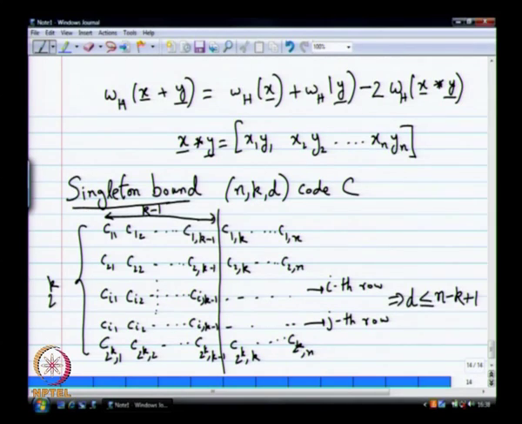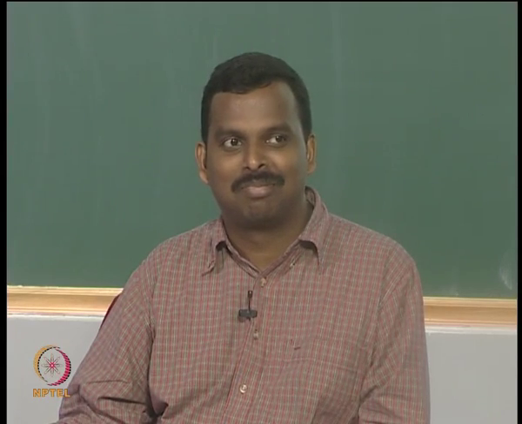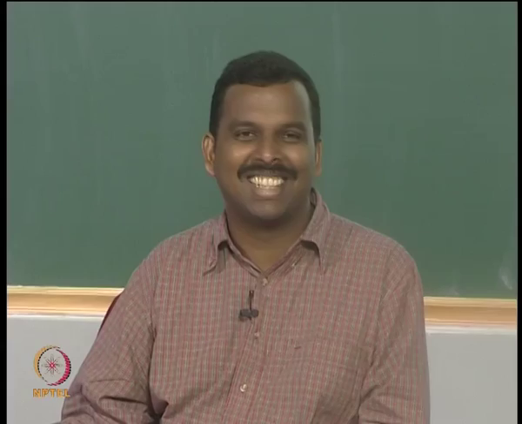Okay, so this is what is known as the Singleton bound. Singleton is the name of the person who came up with this bound, I think. No other reason. Yeah, so there are other ways of proving this which use the generator matrix and parity check matrix. What could be one advantage of using this proof that I wrote down here?